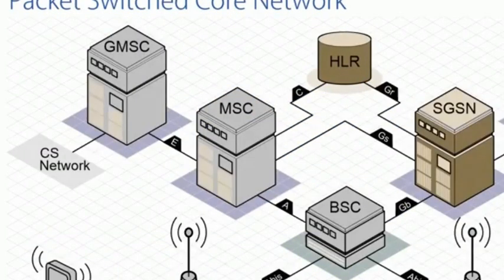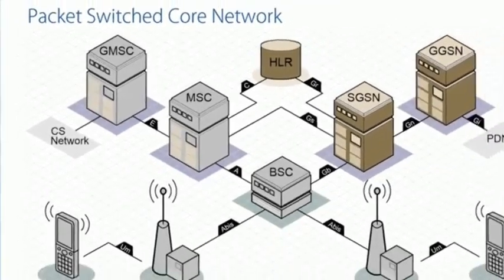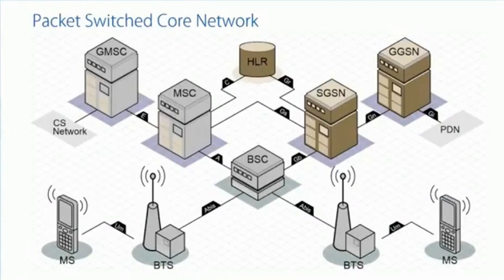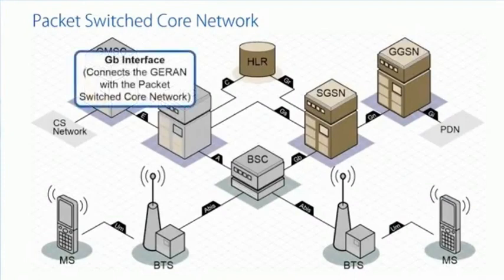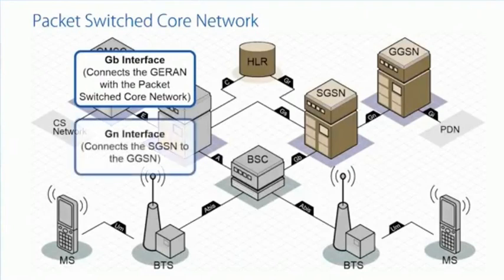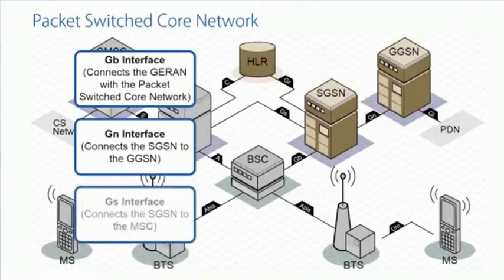The second element then of our core network is the packet switch core network, and it connects once again via various interfaces. The Gb interface, which links our packet switch core network to the GERAN, a Gn interface which links the various GPRS support nodes together, and possibly a Gs interface which links our packet switch core to the circuit switch core. Although it must be said that in most networks around the world today, the Gs interface is seldom found.